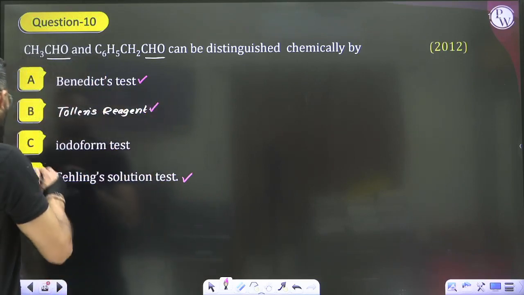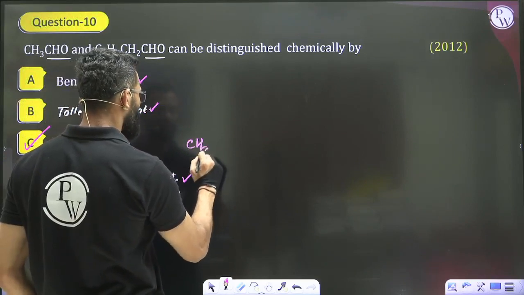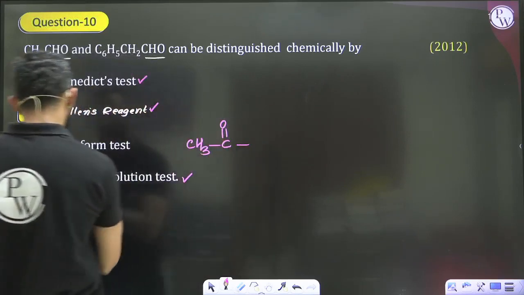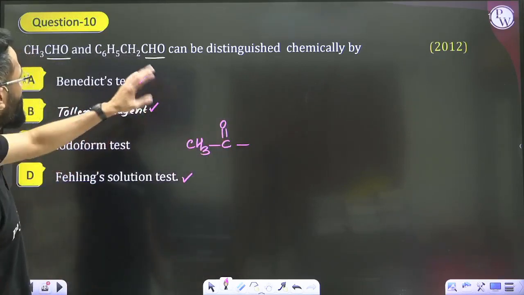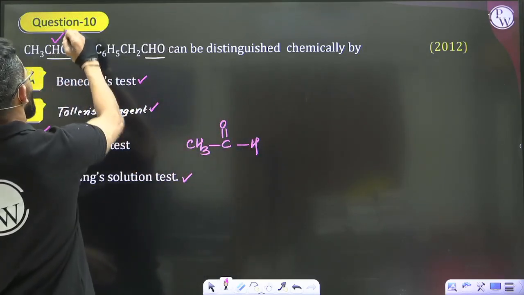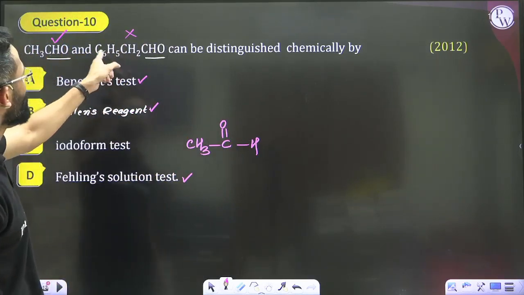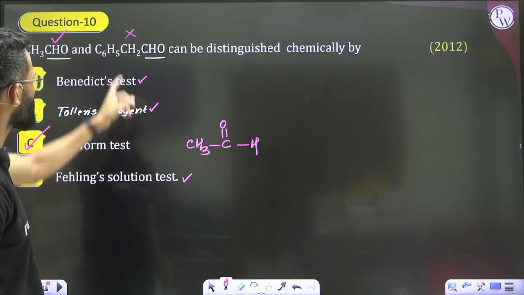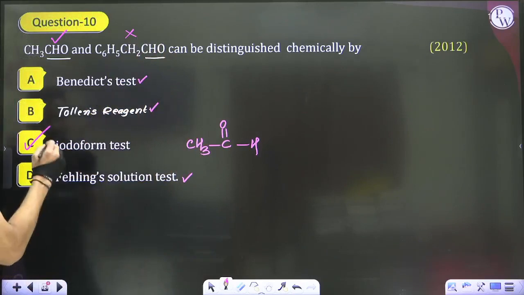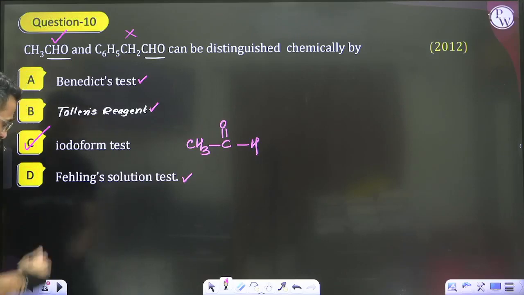But the iodoform test is the test which is shown by compounds containing a methyl keto group. So methyl, when connected to C double bond O, only those compounds are capable of showing a haloform test. So among these two options, the first is acetaldehyde. So acetaldehyde will show a positive haloform test, but here 2-phenyl ethanol won't be able to show that reaction because there is no methyl keto group present here. Hence, I will say the iodoform test can distinguish these two substrates. So the right choice is option C.